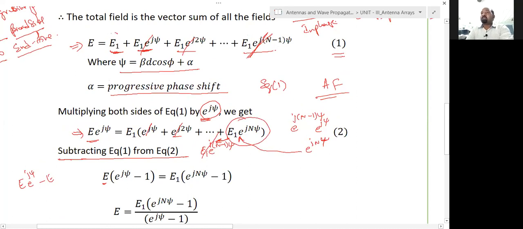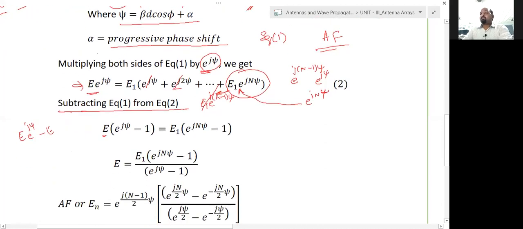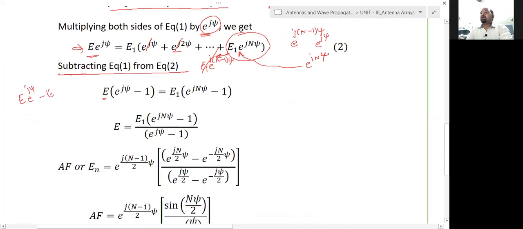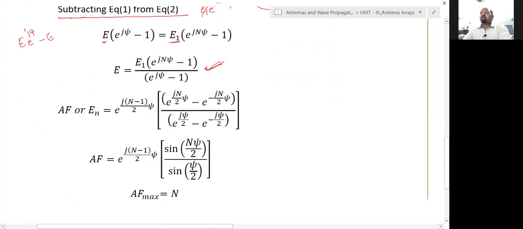psi, and here e1, right? If you subtract equation 1 from equation 2, the only terms left over are e1 e power j n psi and e1, right? So taking e1 common, we have e power j n psi minus 1, right? So e is equal to e1 e power j n psi. So this equation we will get. This is the simplified equation we will get, right?